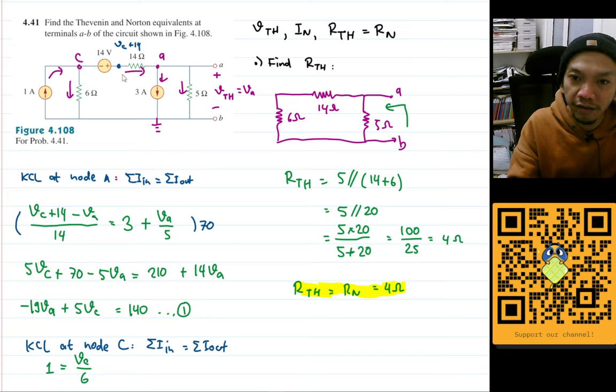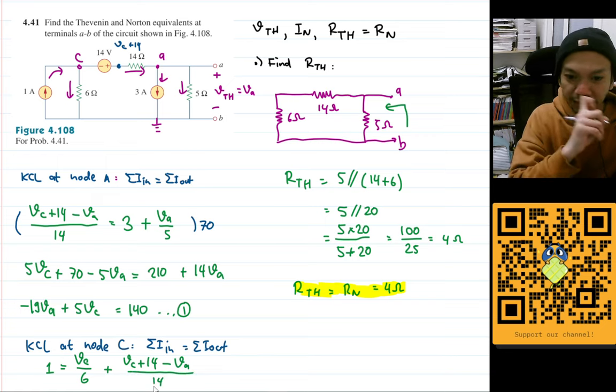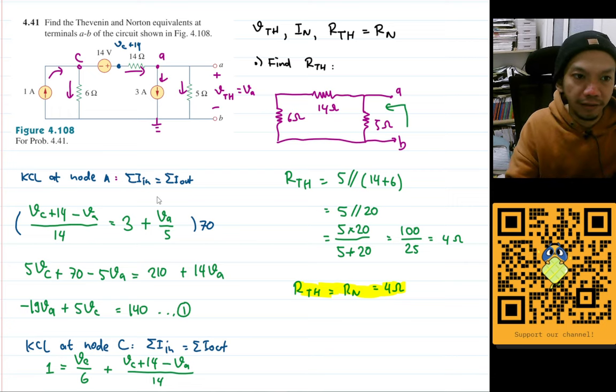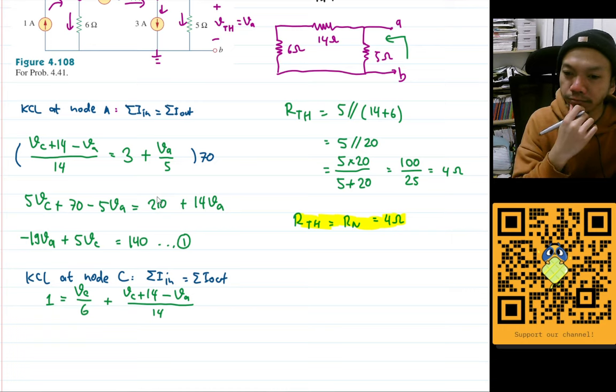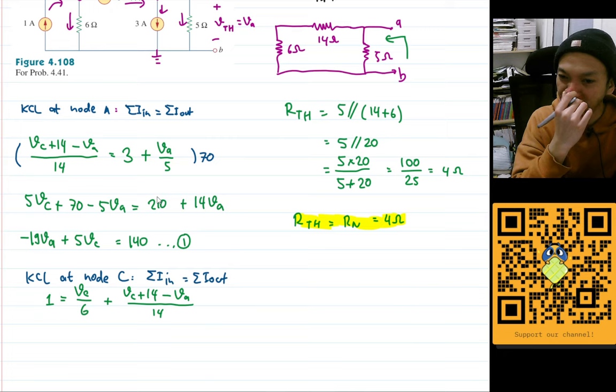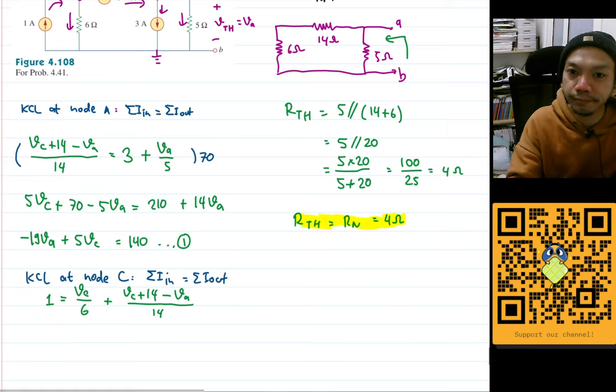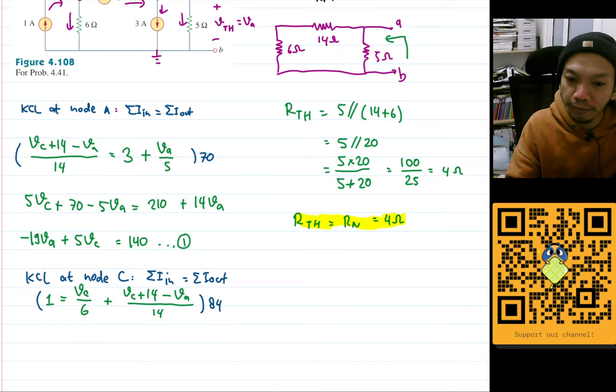And this current here will be the same as this one, which is VC plus 14, VC plus 14 minus VA divided by 14. Yeah, I think this gets complicated really quick. So what can we do here? I think we can multiply this by 84, to cancel that one, right? Because 6 multiplied by 14 is 84.